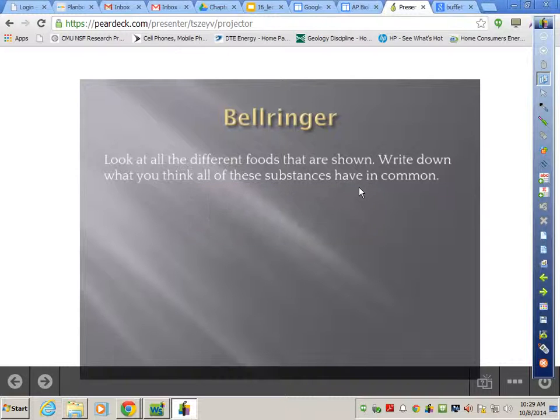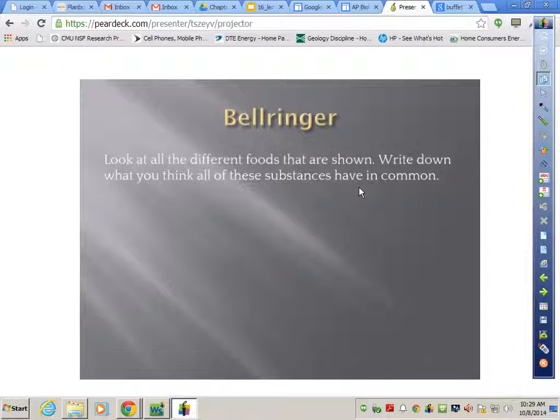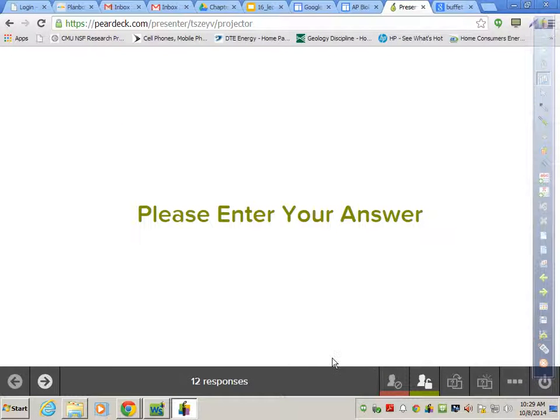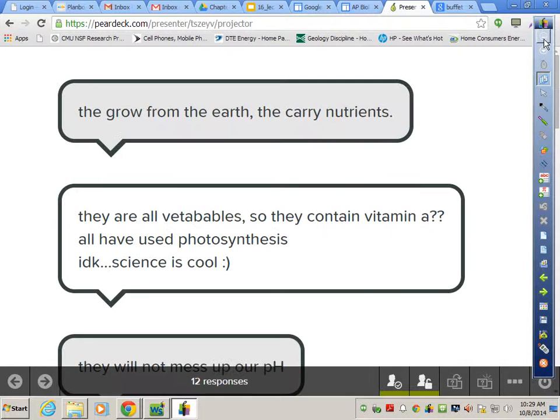As we are recording, I gave you a picture and asked you to write down what you think all these substances have in common. So there's your cornucopia or buffet of food. Alright. Okay, let's see what you came up with.